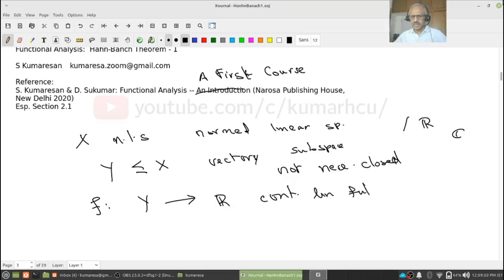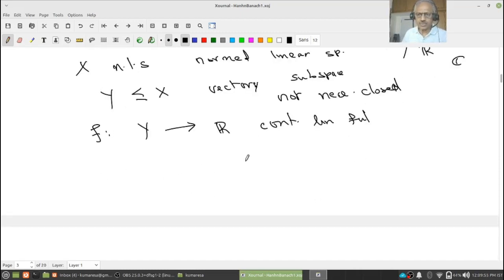So what does that mean? I am using this after about 2 months, so I just have to get used to this again. What does that mean? There exists some constant C so that for all y in Y, mod f(y) is less than or equal to C times norm y. Then this is uniformly continuous actually, right?